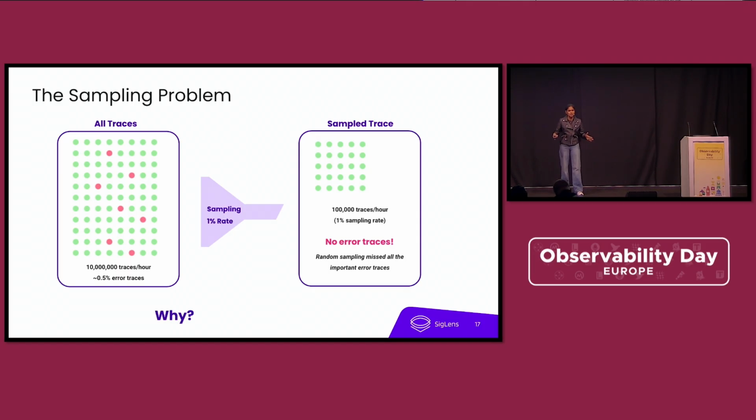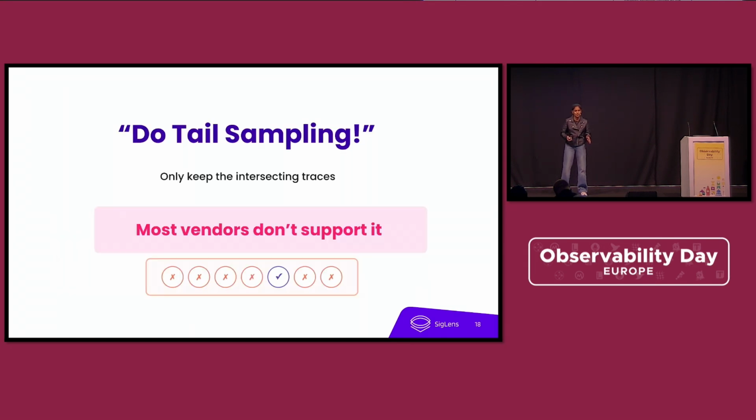So why do we do this in the first place? Too much volume. We have a huge amount of volume for the traces, which most of the systems can't handle, so we do sampling. So you would say, why not do tail sampling, right? Keep only the interesting traces, like the important ones, the error ones, and the slow traces. But today, most of the vendors don't support it. And those who do have a premium pricing tier, or they have some limitations.